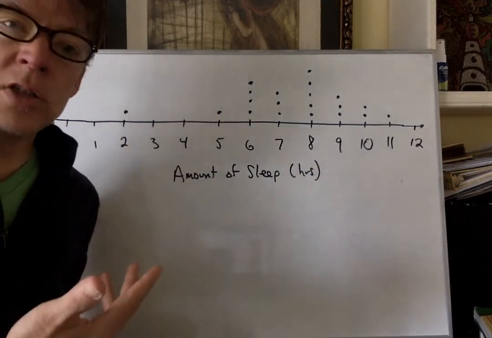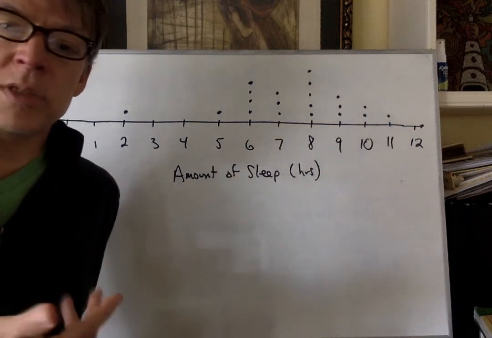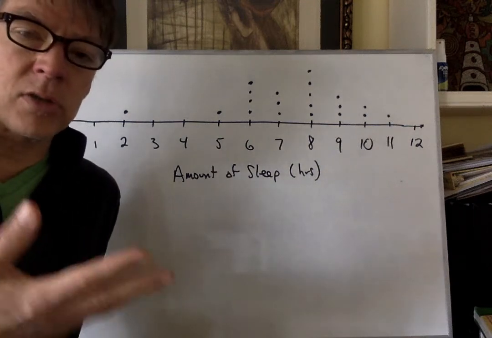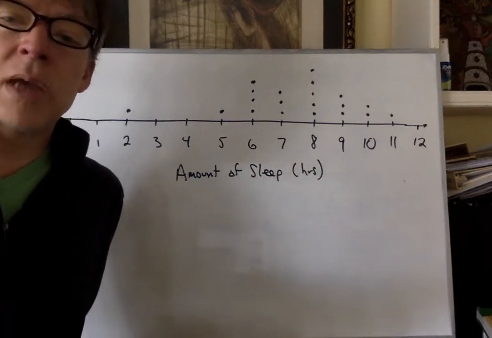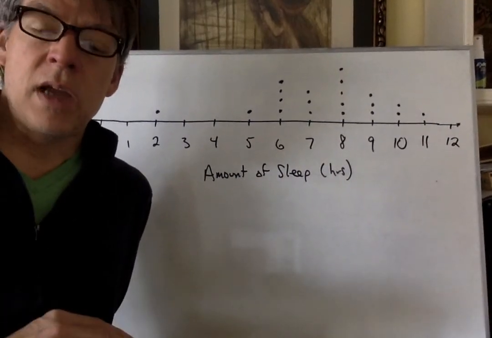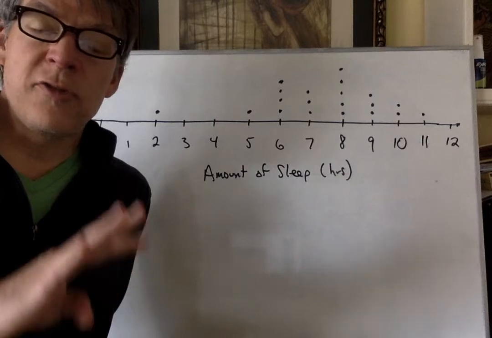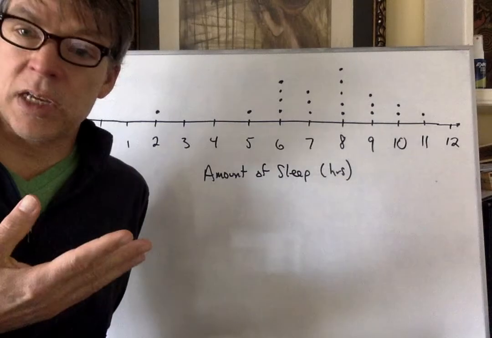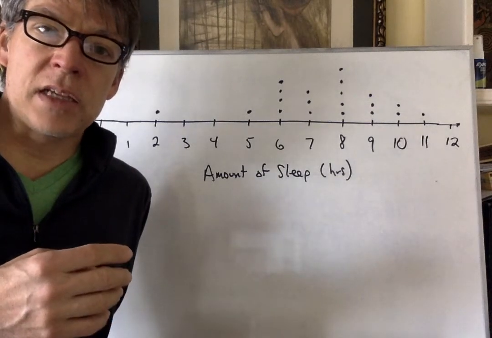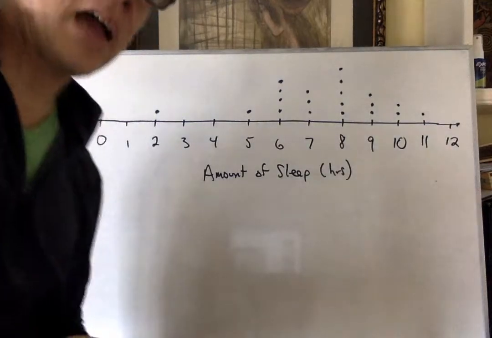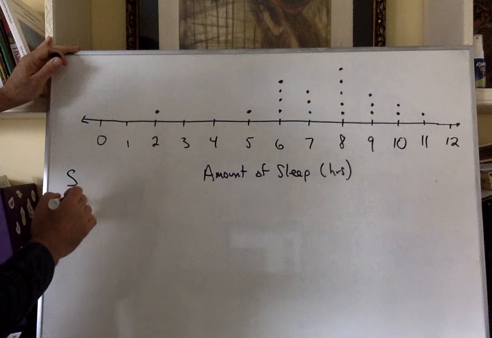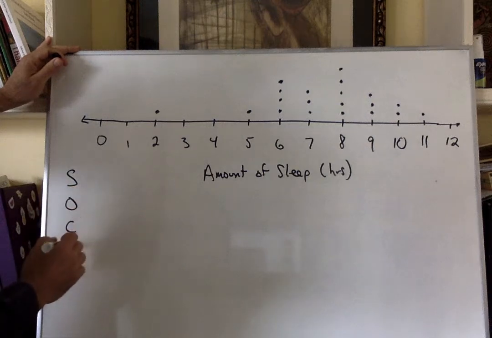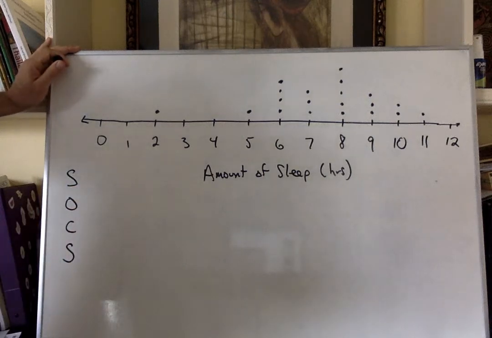Now, I could also ask, and this happens all the time, people will say, well, okay, great, but can you just describe the data? Like, what is it telling you? What do you notice? So mathematicians have come up with a nice, easy 4-sentence way to describe most data. And there's a little acronym that we can use, all right? So you can just think of it like this. S-O-C-S, it spells SOCS, kind of.